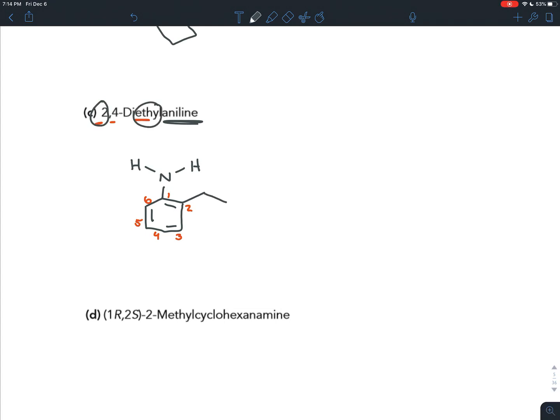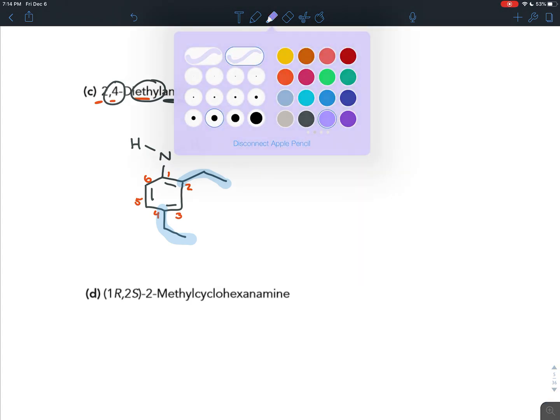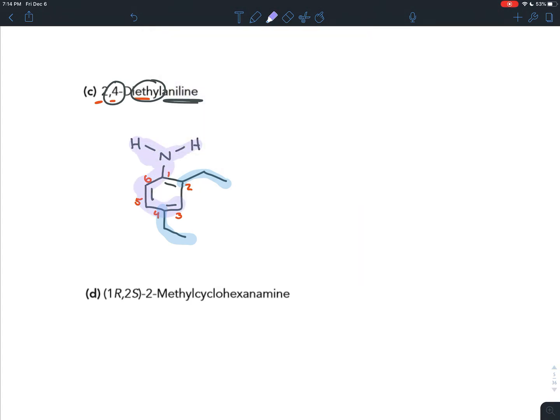That's 1, 2 carbons. On carbon 4, we're going to have another ethyl branch. That's another 1, 2 carbons in the branch. So we have an ethyl branch on carbon 2 and on carbon 4. That's 2,4-diethyl. The rest of this is aniline. And so that is what 2,4-diethyl aniline would look like.